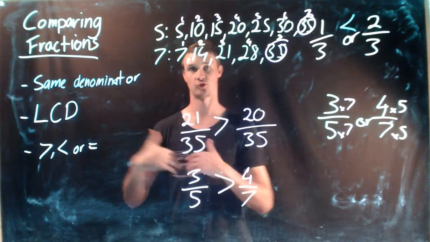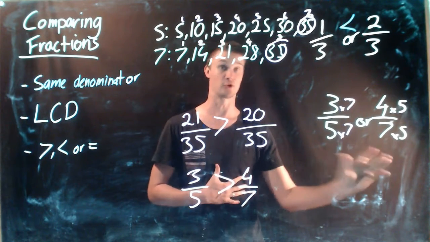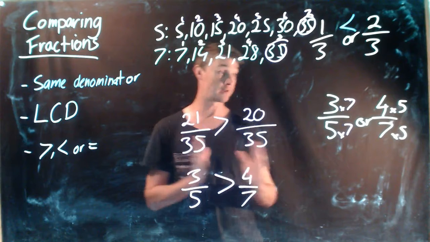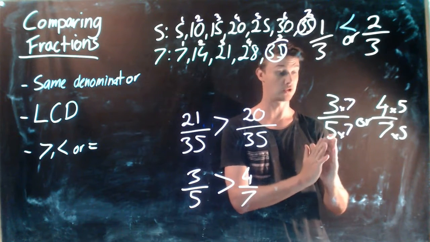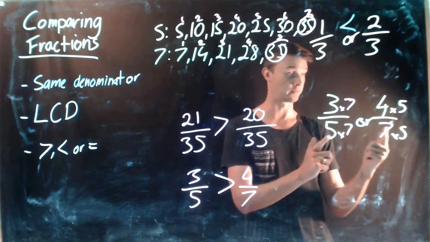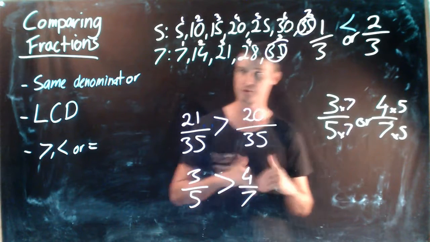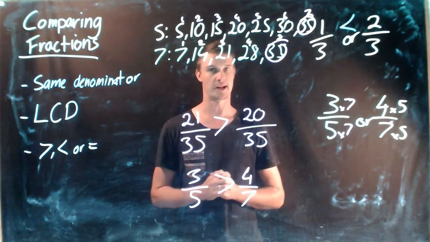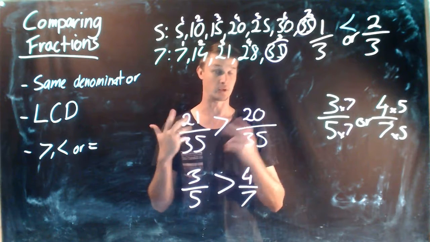It's important that they each have the same denominator, and you do that by finding the lowest common denominator. You may have noticed that another way you could do it is simply to multiply the denominators together, so 5 times 7 or 7 times 5. But whatever you do to the denominator, you must also do to the numerator. And then that gives you your answer for showing either greater than, less than, or equal to.